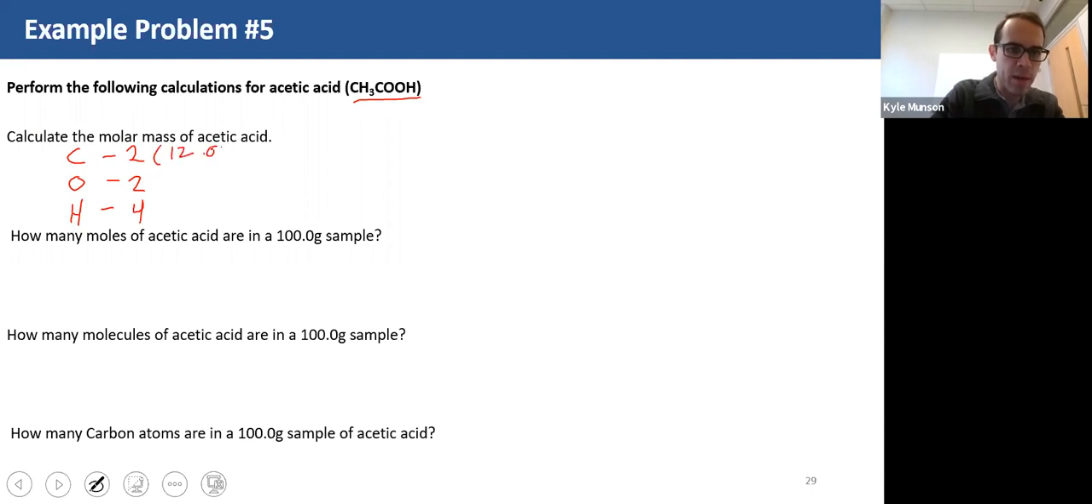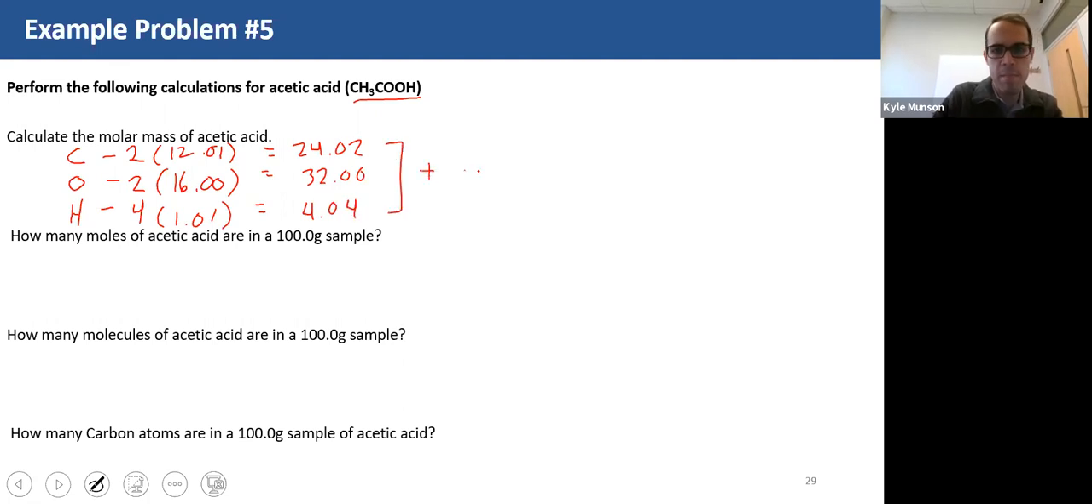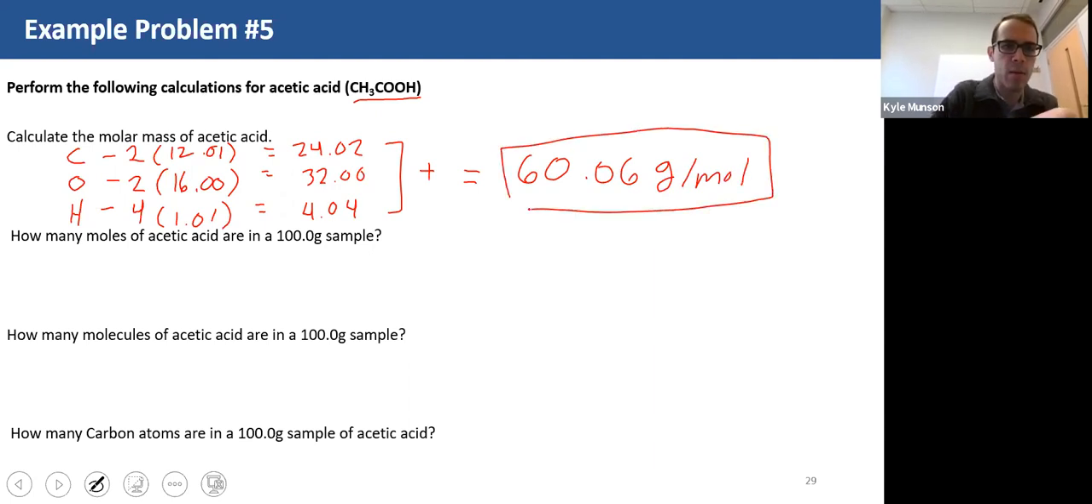You look up their masses on the periodic table. 24.02. Okay, 32.00. 4.04. You take the sum. Okay, and that's going to equal 60.06 grams per mole. And that's the unit, okay, because we're talking about molar mass. Okay, so now with that information, let's do the next one.